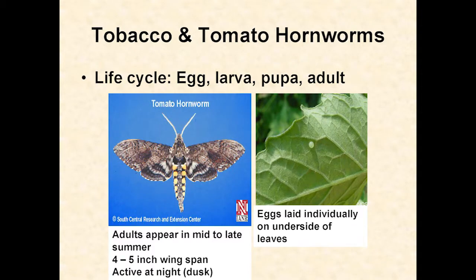Again, they have a complete life cycle like all the moths and butterflies do. The adults appear in mid-summer, May, June, July sometime, but it is highly variable when those moths are going to appear. They are night flying. They will not be out during the daytime. If you want to find them, you're going to have to go out and visit the tomato patch late at night. They're a fairly large moth, a 4 to 5 inch wingspan, pretty big for an Iowa insect, and one that you would recognize if you saw it, but you're not likely to see it very often.